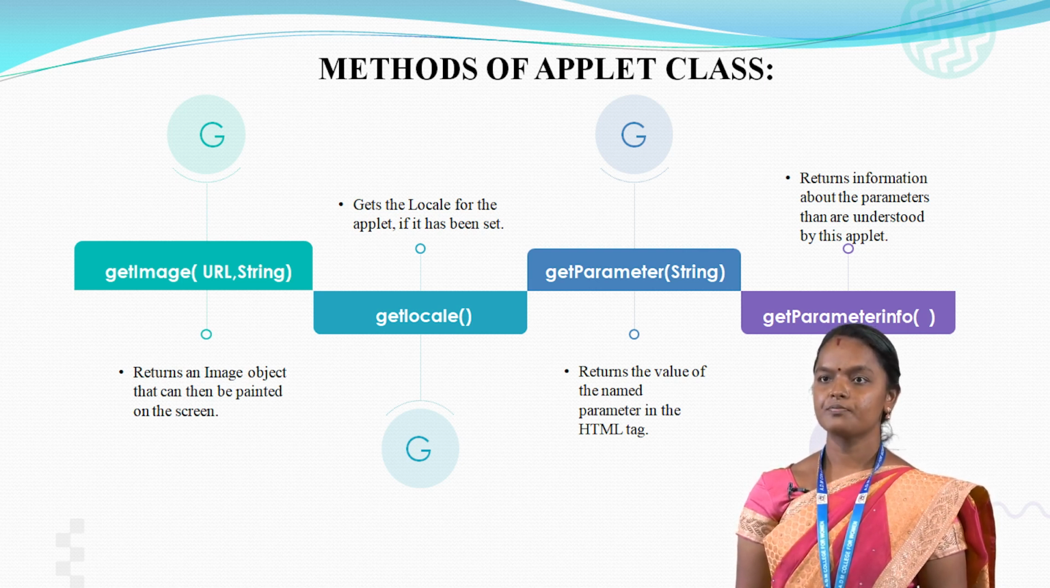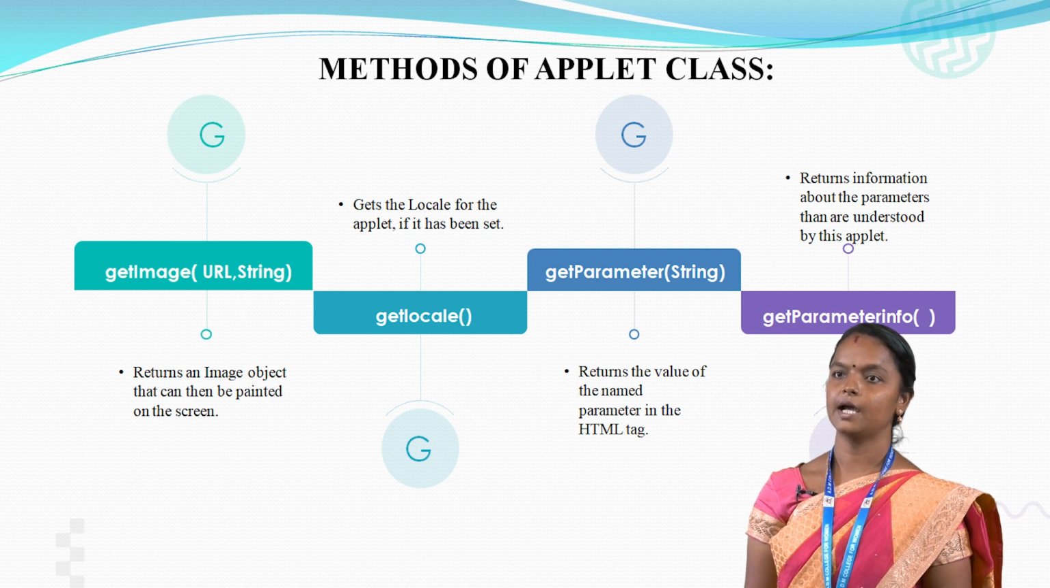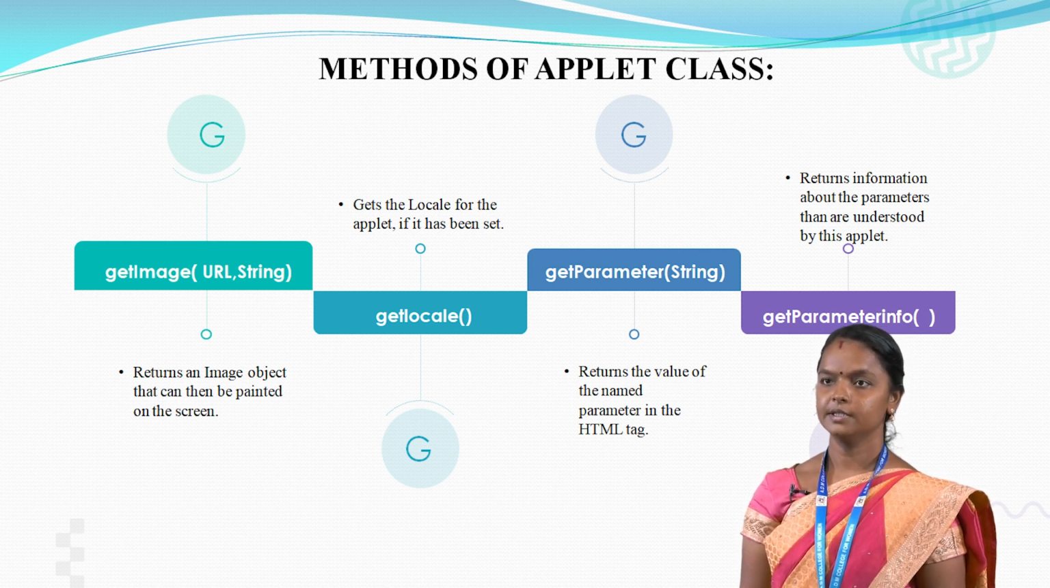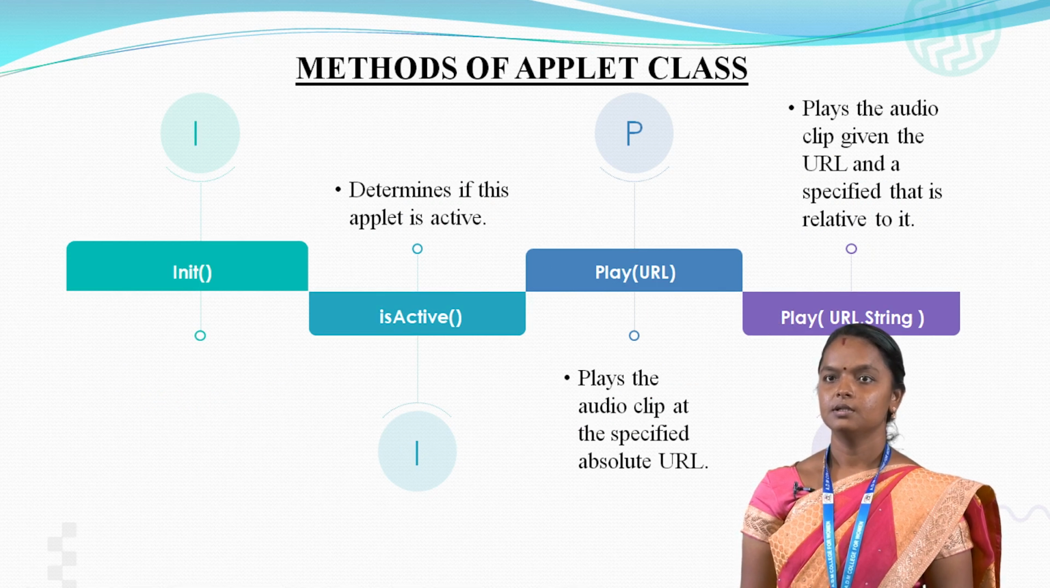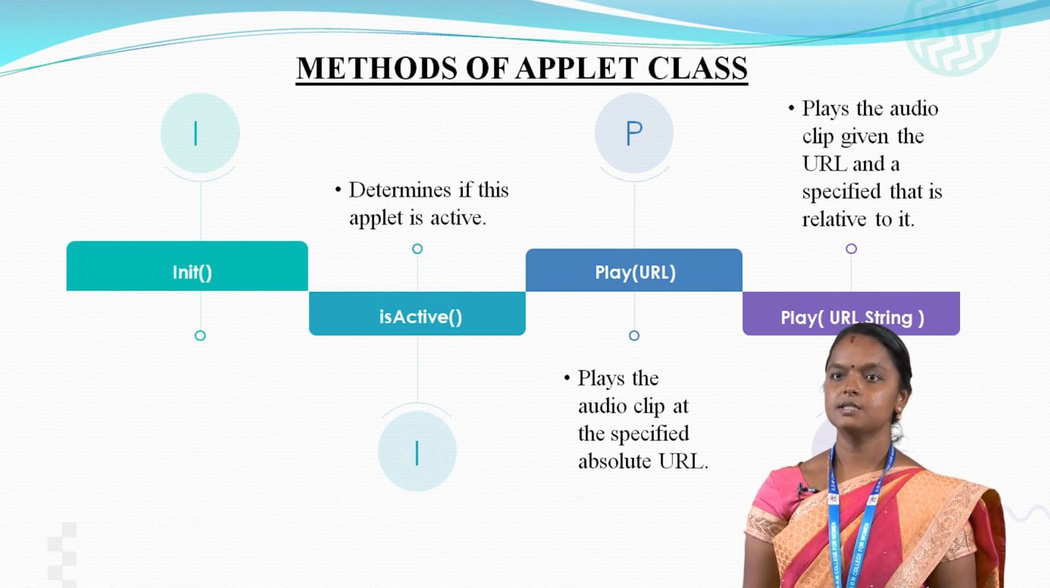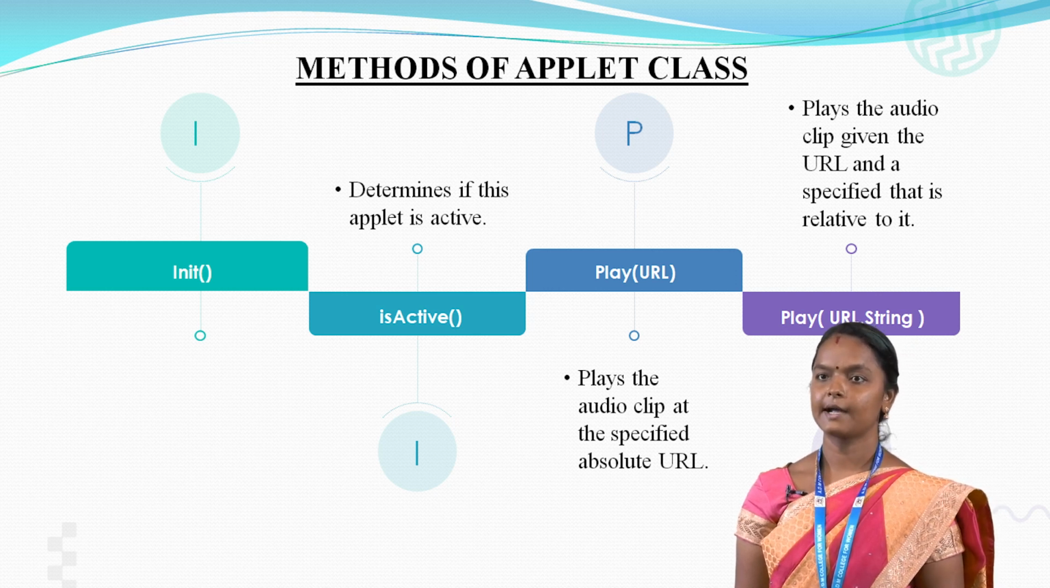The getParameter(String) method returns the value of the name parameter in the HTML tag. The getParameterInfo method returns information about the parameters that are understood by the applet. Next, the init method. Next, the isActive method determines if this applet is active.